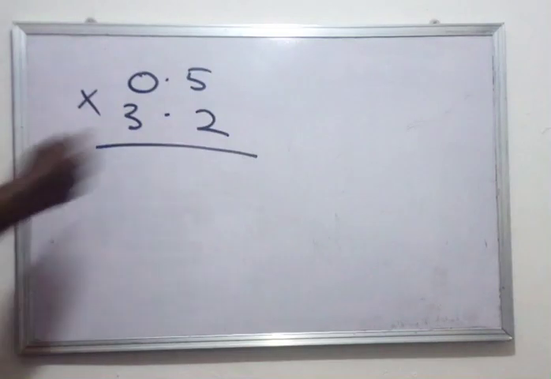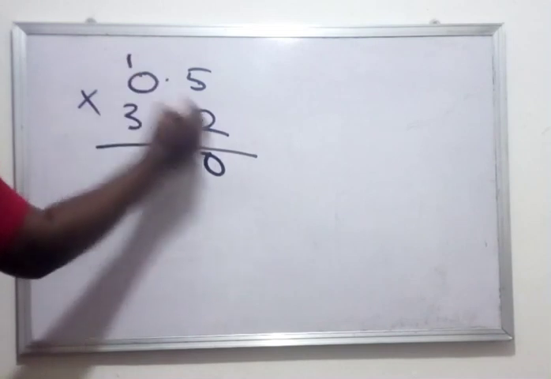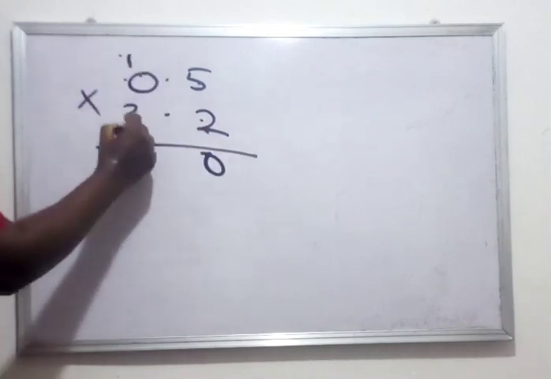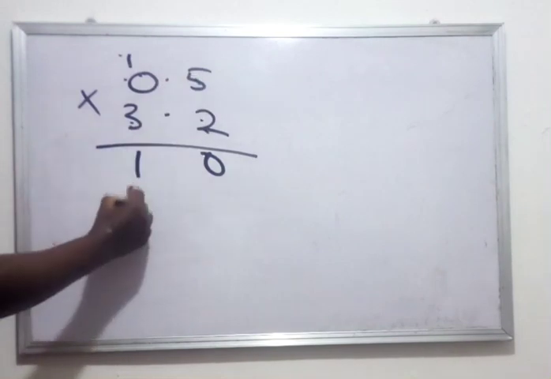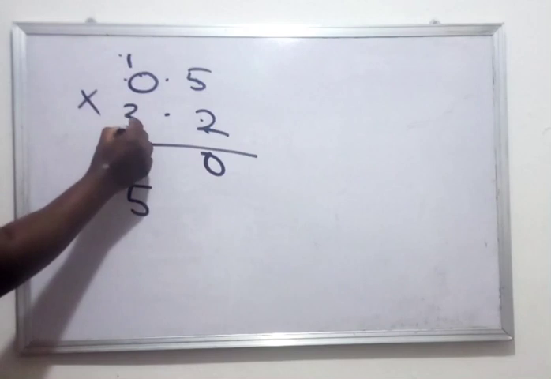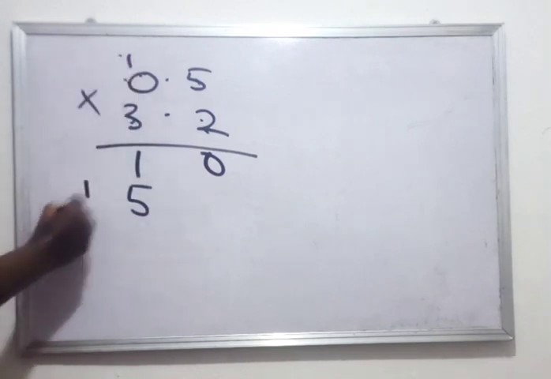Multiplication method. 2 times 5 gives us 10, carry 1. 2 times 0 gives us 0, plus 1 gives us 1. 3 times 5 gives us 15. 5 is down and we carry 1. 3 times 0 gives us 0, plus 1 gives us 1.